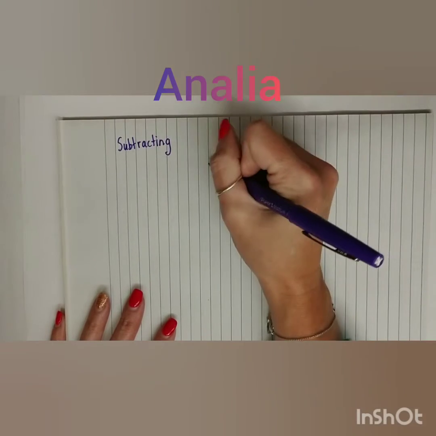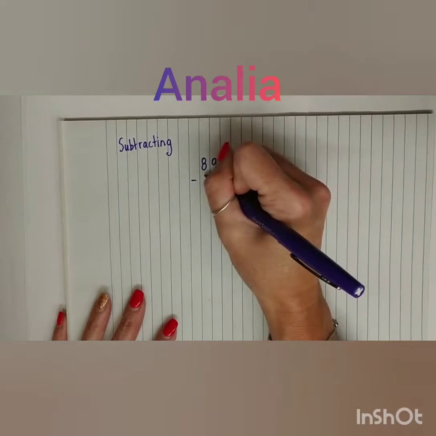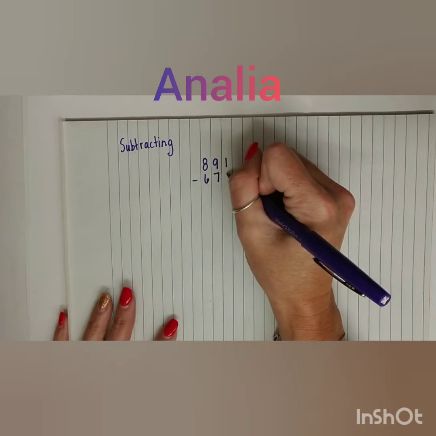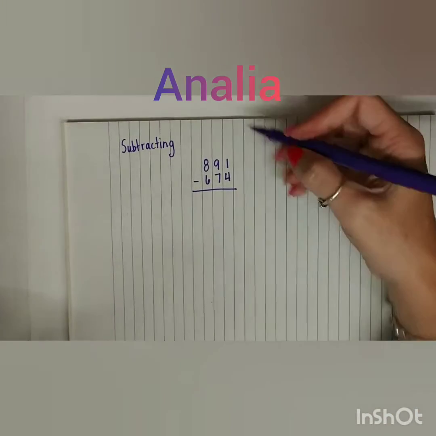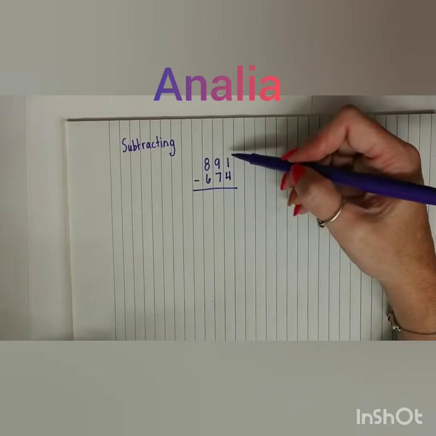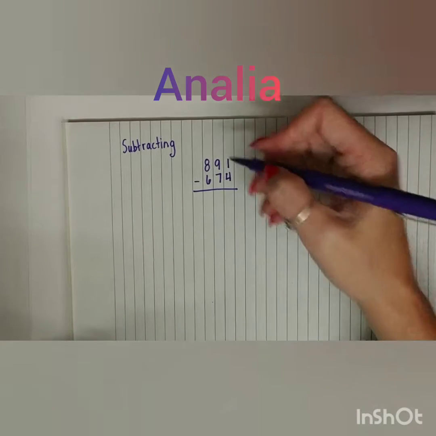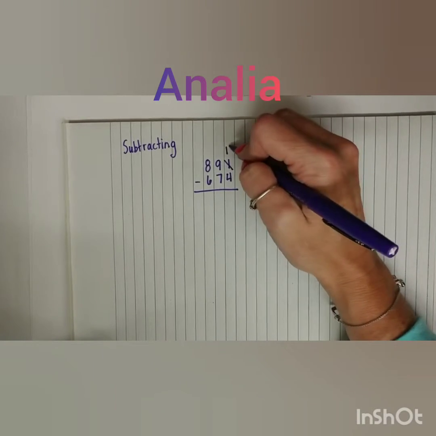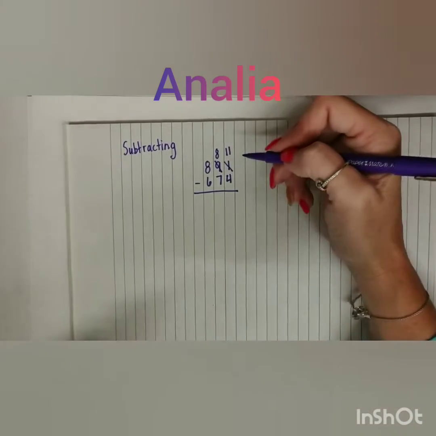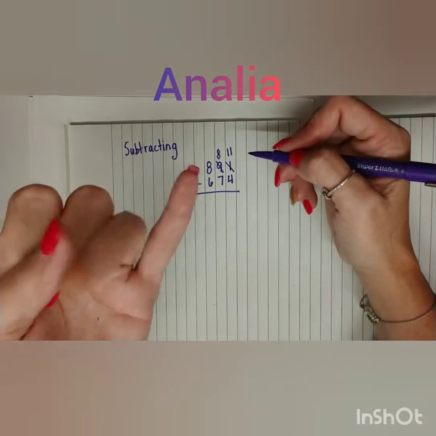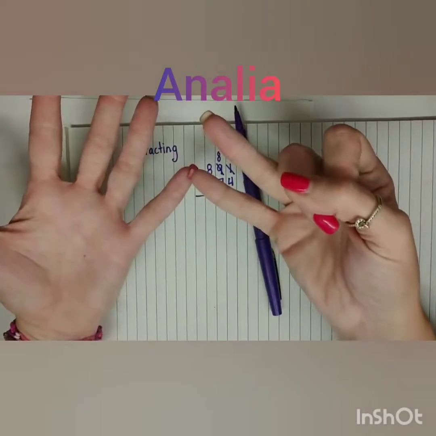So we want to focus on subtracting first. We are subtracting 891 minus 674. We know that we start in our smallest place value, which is our ones place. 1 minus 4, I can't do. I know I need to regroup, so that 1 becomes an 11 and the 9 becomes an 8. 11 minus 4, so I'm going to count up from 4: 5, 6, 7, 8, 9, 10, 11. So that is 7.